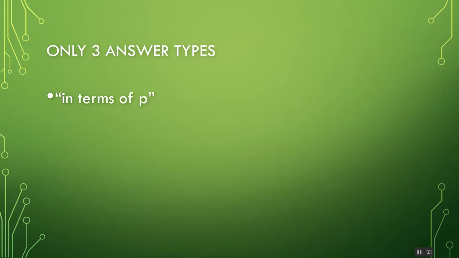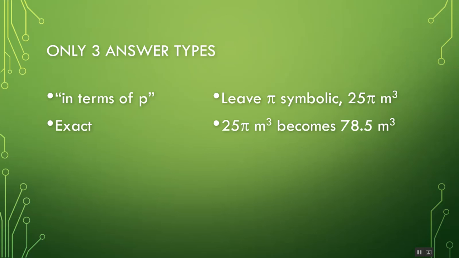Okay, there's only 3 answer types in terms of pi. Leave pi symbolic. Okay, like 25 pi meters cubed. Okay, exact. 25 pi meters cubed, well, we're going to take that pi, which for us is mostly 3.14. Pi is actually much longer than that, but we approximate it as 3.14. Multiply 25 by 3.14, it becomes 78.5.